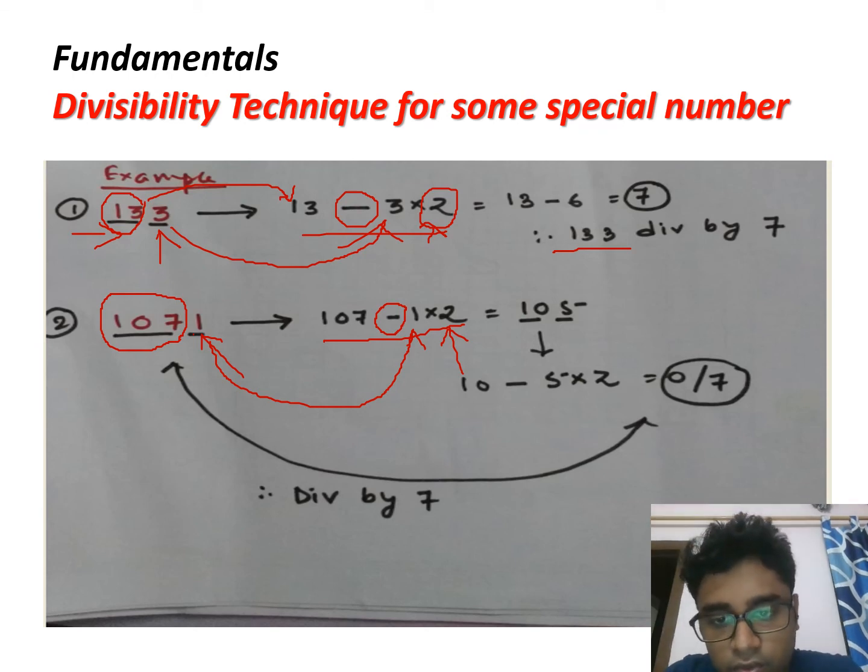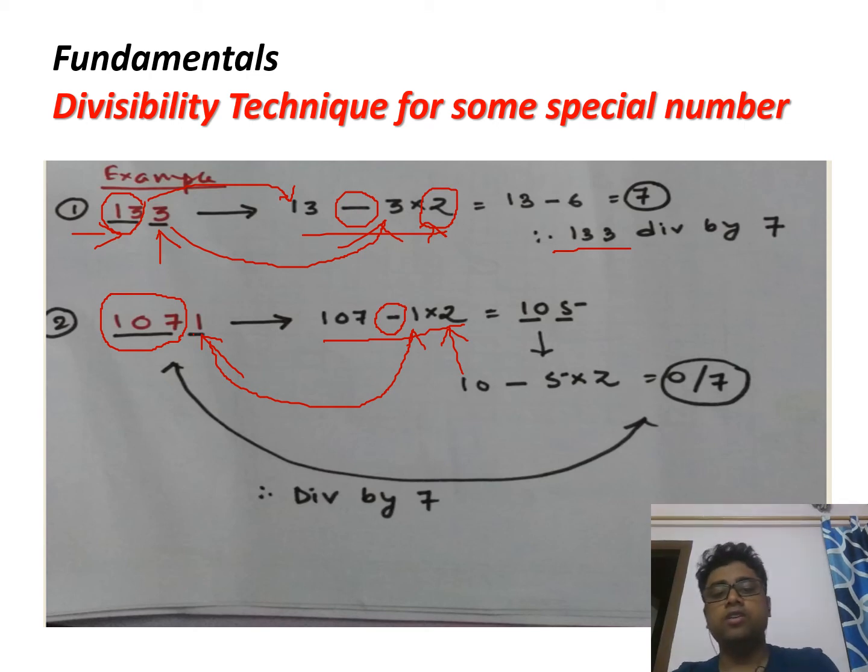Then again in a similar fashion, we elaborate this in this manner: 10 minus 5 into 2, that is 0. 0 is divisible by 7, so this whole number is divisible by 7.